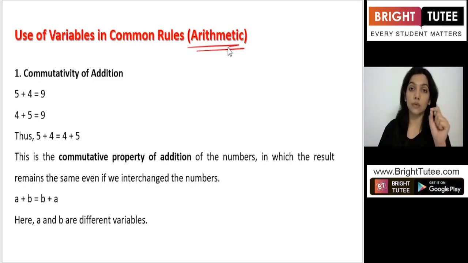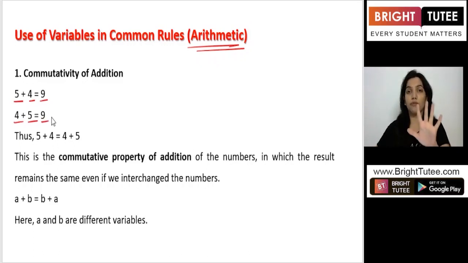So starting with the commutativity rule of addition. What do we mean by the commutative rule? See the example here: 5 plus 4 is 9, or if I do 4 plus 5, it is still 9. Just imagine I've got 5 fingers, and I've opened 4 fingers here. So 5 plus 4, the answer is 9. If I change this to 4 and this to 5, is this going to change my answer? Here it is 5 and this is 4, the answer is 9. Now if this is 4 and this is 5, the answer is still 9.